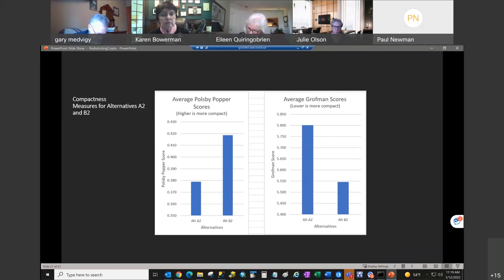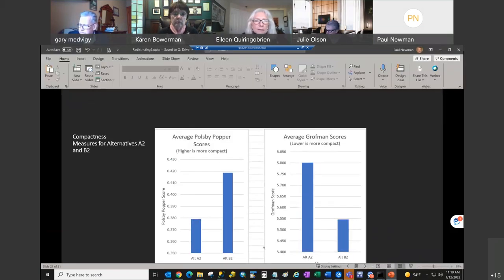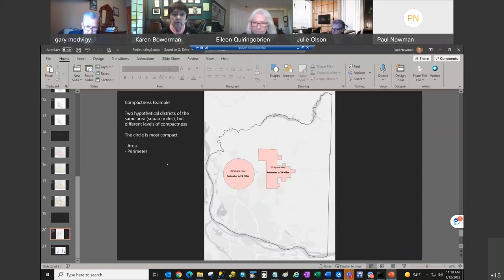And actually, looking at the state legislative districts would be interesting to get a sense for that. So, okay. I'll do that. Okay. Any other questions? All right. Yes. Okay, good.